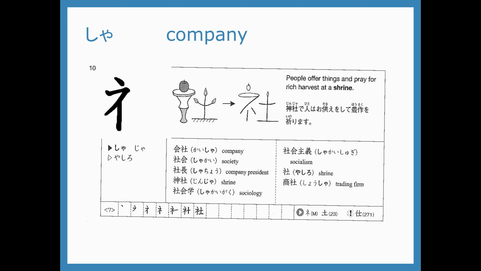Once again, 1, 2, 3, 4, 5, 6, 7. The sha in kaisha.